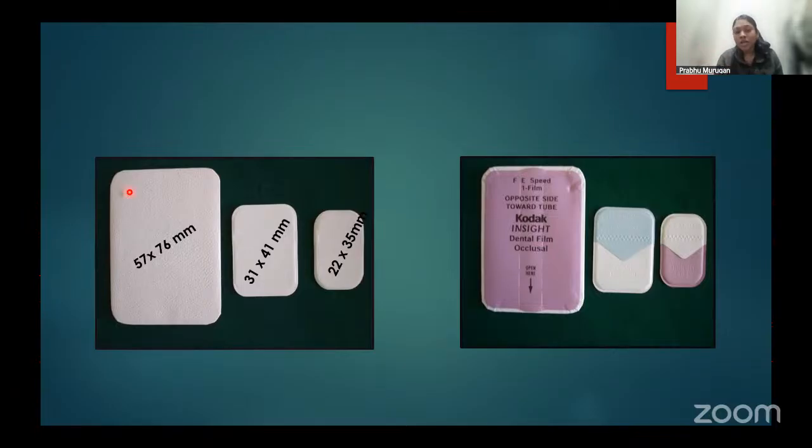So when it comes to IOPA films, the orientation dot always should face the occlusal surface, and the white surface should be placed towards the side of the X-ray tube. So when you orient it, for example, if you're going to place it in the third quadrant, that is your lower left side. Remember, I have seen many of them placing the X-ray films on the buccal side. There is no purpose when you place it on the buccal side.